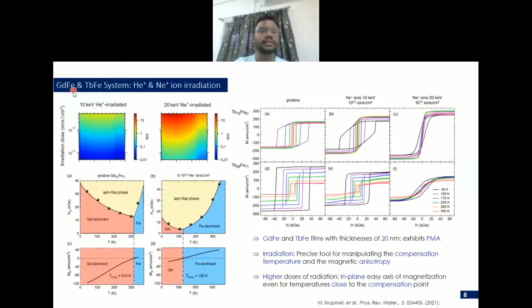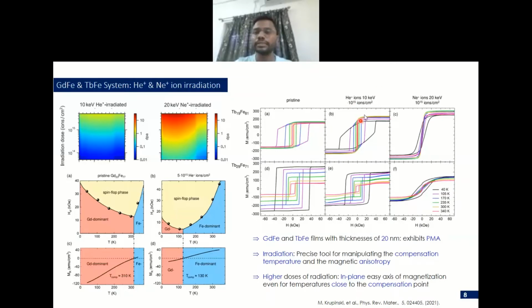And a similar case, if you see a single layer, this is again reported last year, the GdFe and TbFe system. This is similar in a single layer 20 nanometer sample. This is irradiated with helium and neon ion irradiation. You see a compositional change after the irradiation. Along with that, this is the pristine state of the sample.